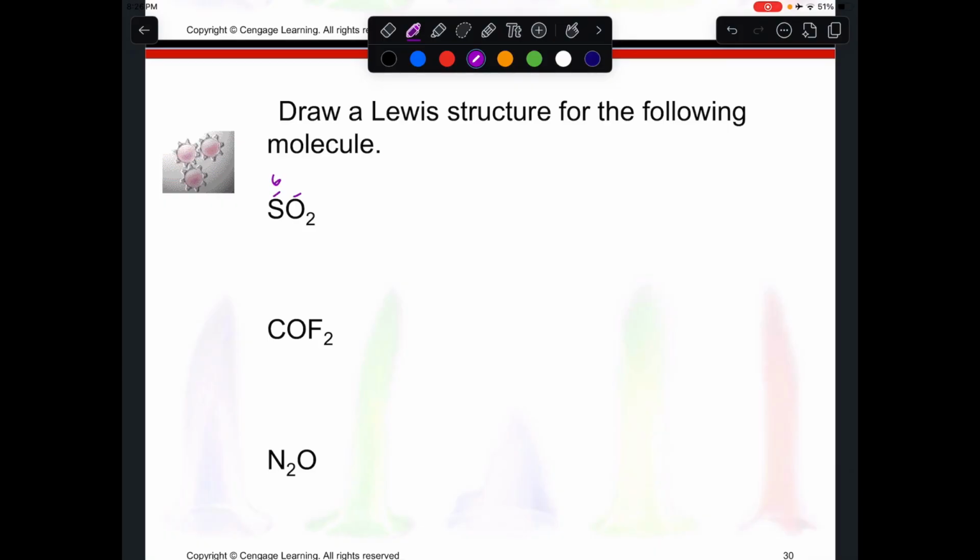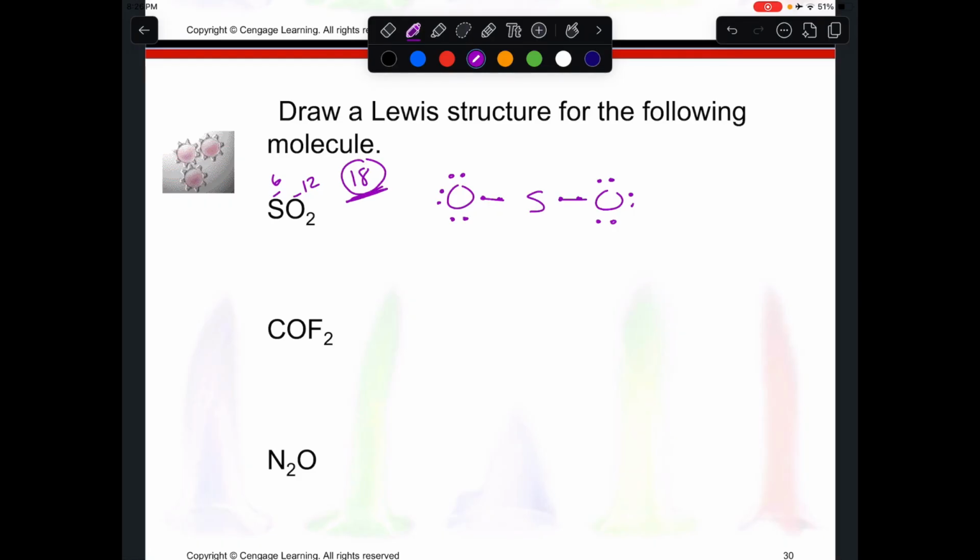We have SO2, so sulfur is 6. And again, you're welcome to pause the video and try some of these on your own and then check your answers. So we have 12. We have a total of 18. Okay, so my center atom is going to be sulfur. 2, 4, 5, 6, 7, 8, 9, 10, 12, 13, 14, 15, 16.